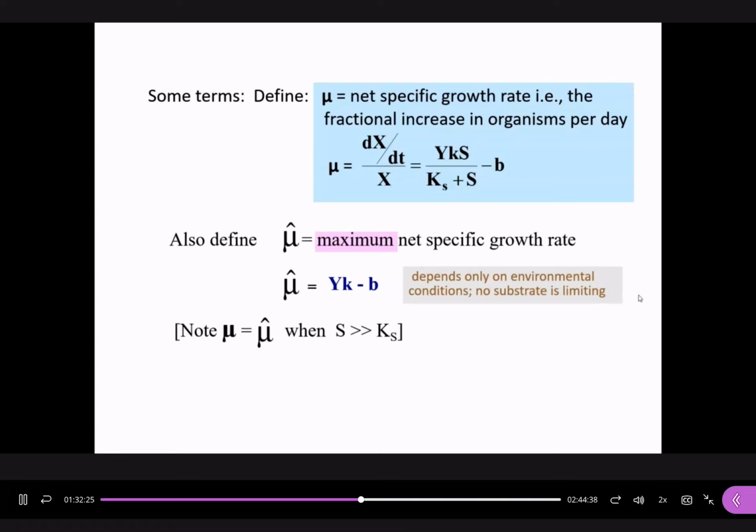Therefore, when we look at this, there is a maximum mu when S is very large. What does very large S mean? What is S? Substrate, right? It means a lot of food, a lot of substrate for microorganisms. Therefore, they will grow at the maximum rate. When S is much larger than Ks, where Ks is a concentration, this part is S, and you can cancel S. It's Yk minus B. So that is the maximum growth rate. When you have a lot of food, the microorganisms grow at a rate of Y times K minus B. So that is the maximum net rate.